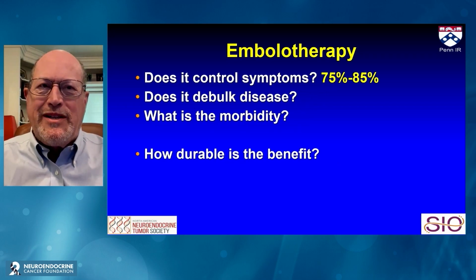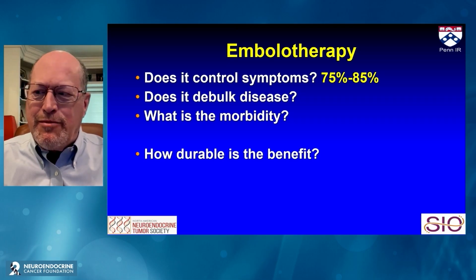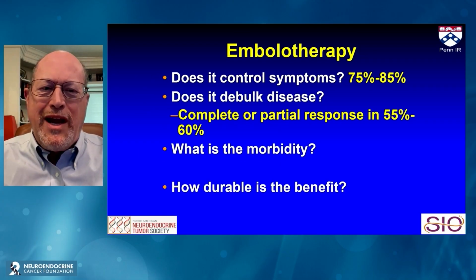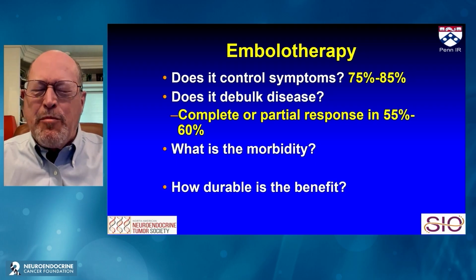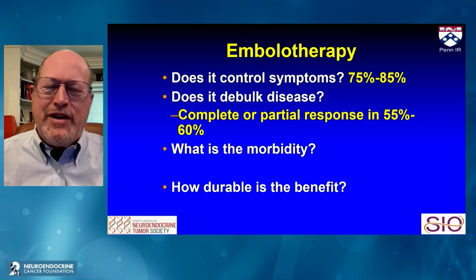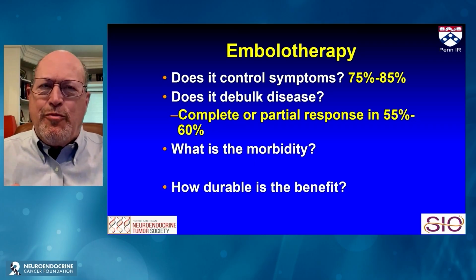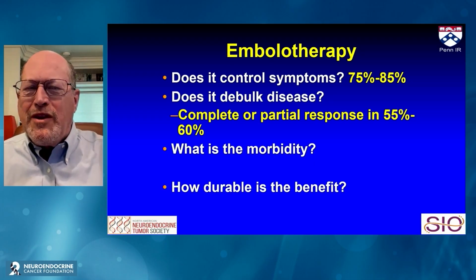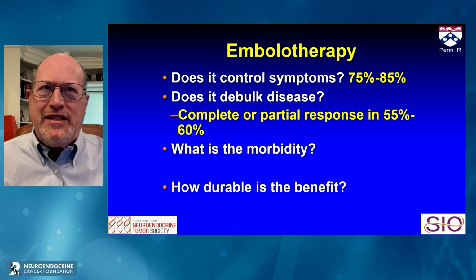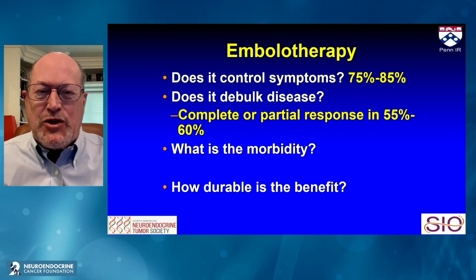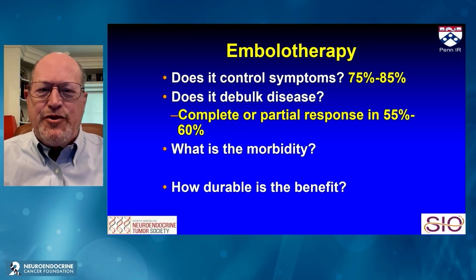So control of symptoms is actually what it's best for. 75 to 85% of patients with carcinoid or other hormone-related symptoms from neuroendocrine tumor will have relief of their symptoms after having their liver embolized. If you look at debulking or shrinkage, the response rate is more like 55 to 60%. So a complete response means all your tumor disappears, but partial response, remember, has a very strict definition. It means that if we measure the diameters of your tumors, they shrunk by 30% or more. So if your tumors only shrunk 29%, that's not a response. That's considered stable disease, but that might be enough to make your symptoms go away. So that's why the symptom response rate is actually better than the shrinkage rate.